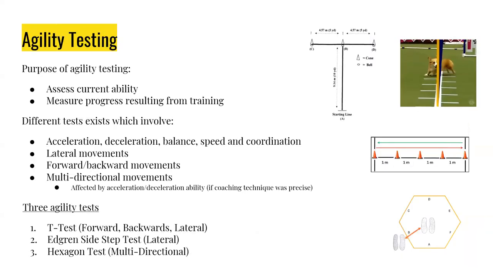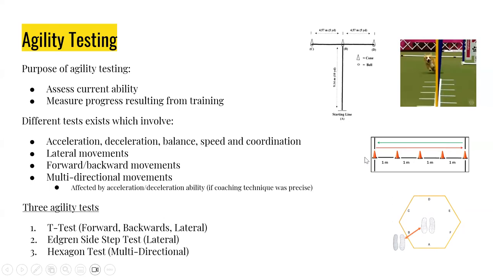All right. For agility testing, the purpose of agility testing is to assess the current ability for this skill and also to measure progress resulting from training. So there are different tests that exist which involve acceleration, deceleration, balance, speed, and coordination, lateral movements, forward and backward movements, and multi-directional movements, which can be affected by acceleration and deceleration ability. So we'll be able to test lateral agility with this Edgren sidestep test. Are you going to be able to move laterally and shuffle left to right as fast as you can, passing a number of cones here?